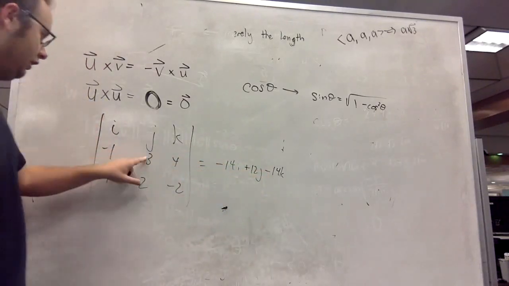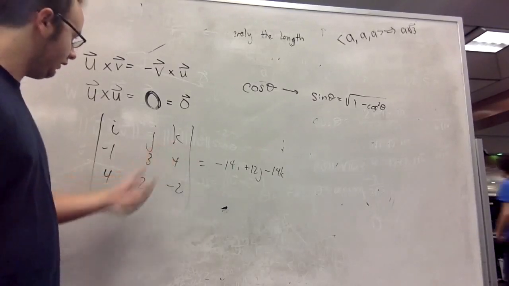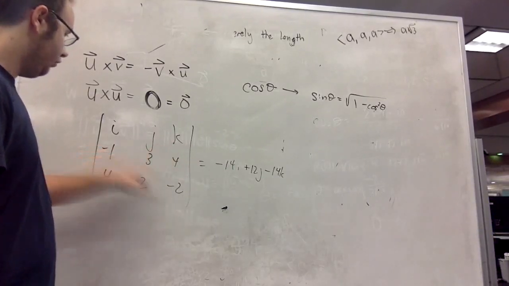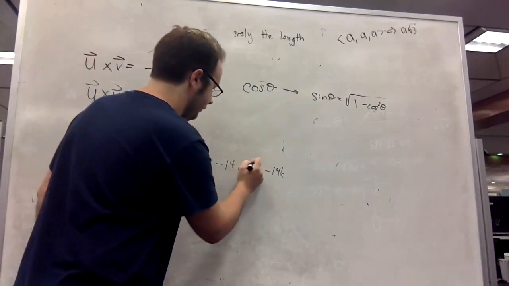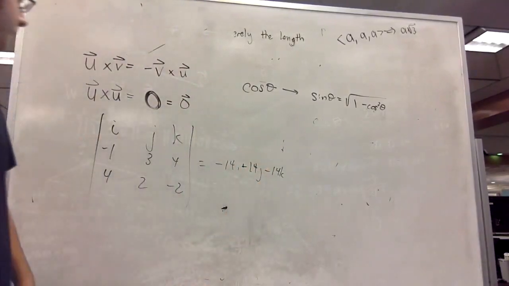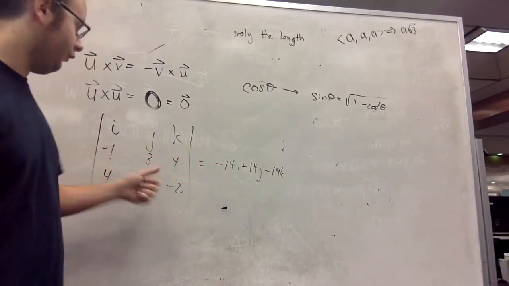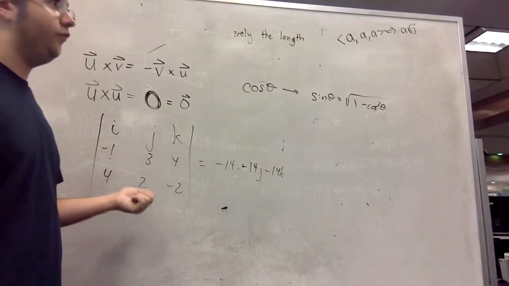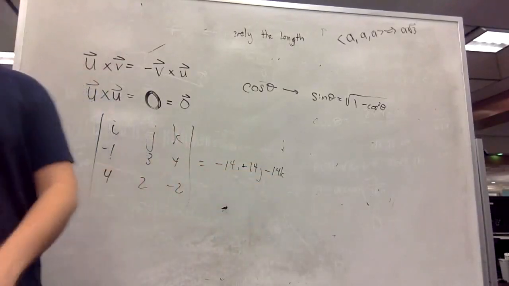But I did this wrong. -6 minus 8 is -14. So far so good. 2 minus 16 is -14, which makes it plus 14. There we go. -14, 14, -14. Alright, let's check that again. -1 times 14 is 14. 3 times 14 is 42. Plus 14 is 56. 4 times -14 is -56. 56 minus 56 is 0.